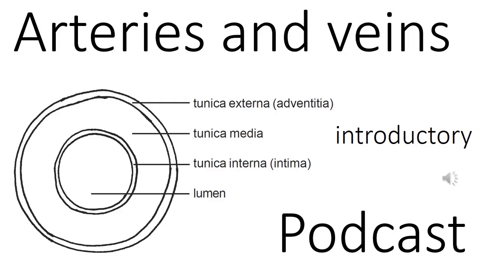But the veins don't have the elastic lamina, and also because the veins are carrying blood at lower pressure, they have thinner walls. So the arterial walls are relatively thick compared to the lumen, whereas the venous walls are thinner compared to the lumen. And indeed, the shape of a vein can vary depending on the pressure of the blood that's in it at the time.